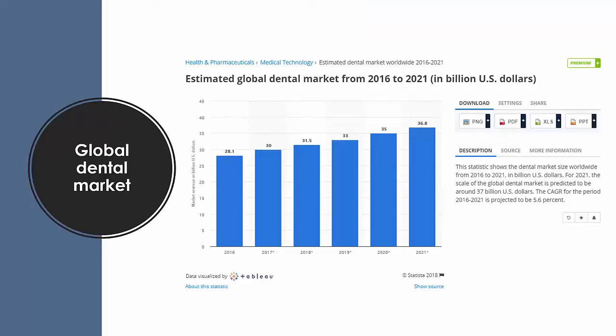So we're starting here with the overall global dental market. This is a projection from 2016 to 2021 based on the analysis of Statista.com. Some really good facts and figures there in that website if you're looking for other information on the dental industry and indeed other industries as well.